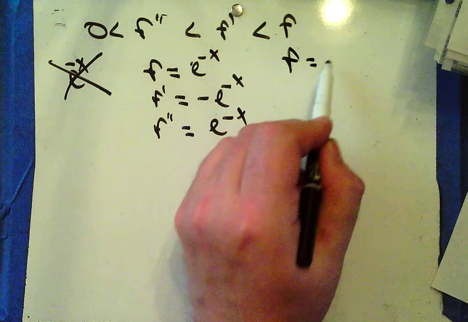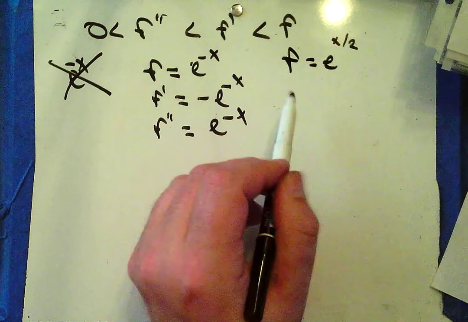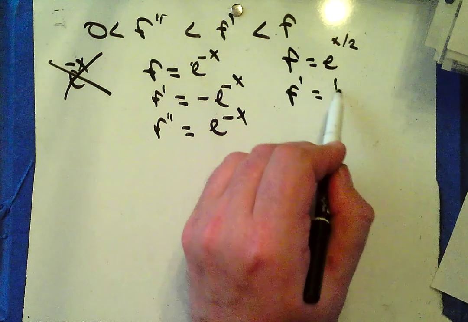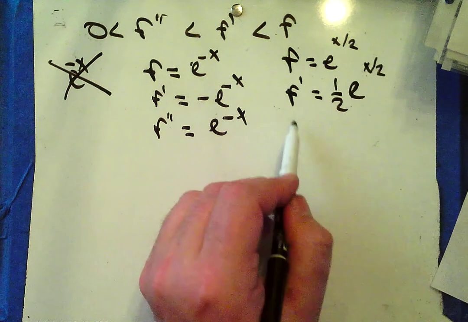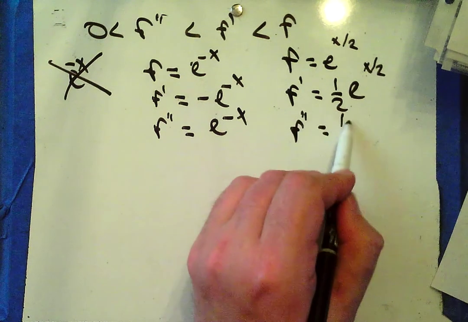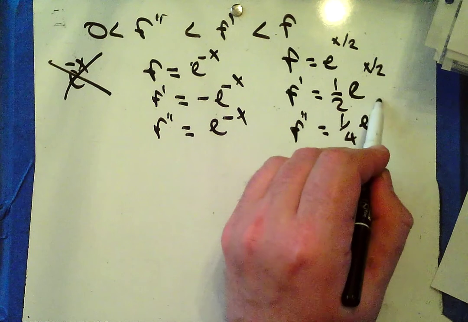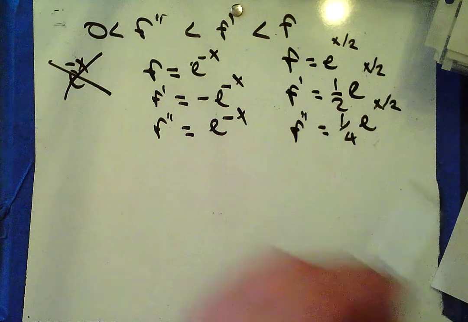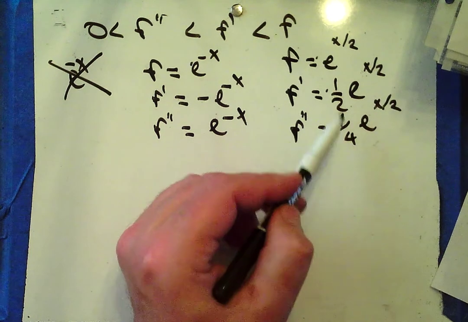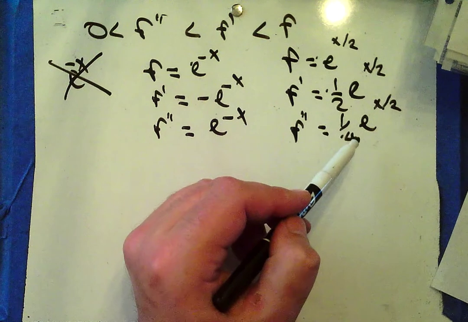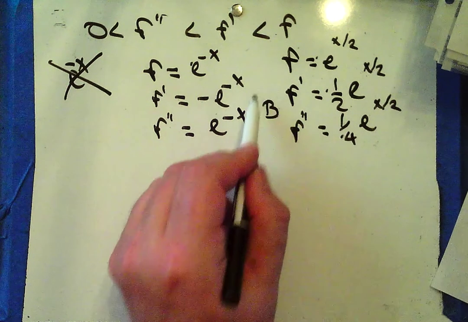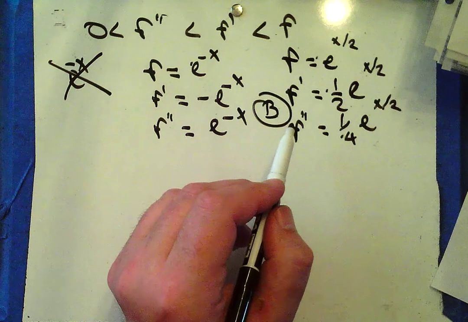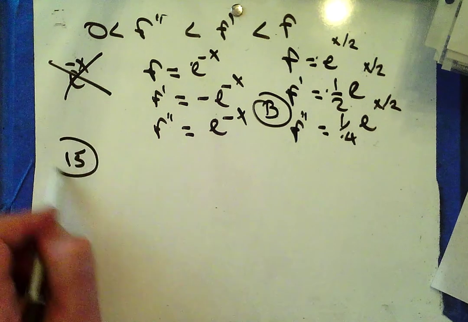If f equals e to the x over 2, then f prime equals 1/2 e to the x over 2, and f double prime equals 1/4 e to the x over 2. Well, this is bigger than that, which is bigger than that. I like choice B there. That's very nice. Okay, choice B for number 14. How about 15?